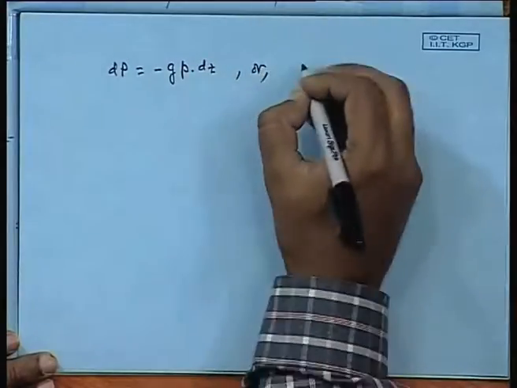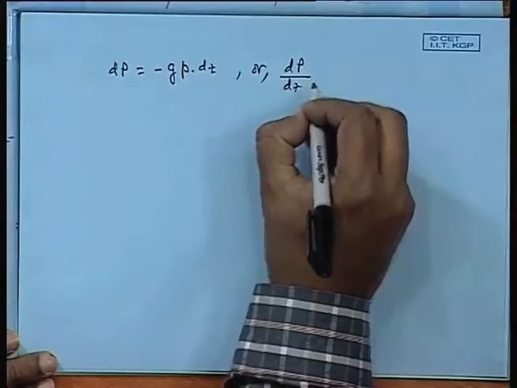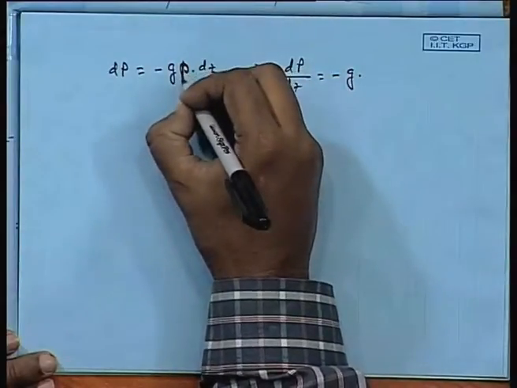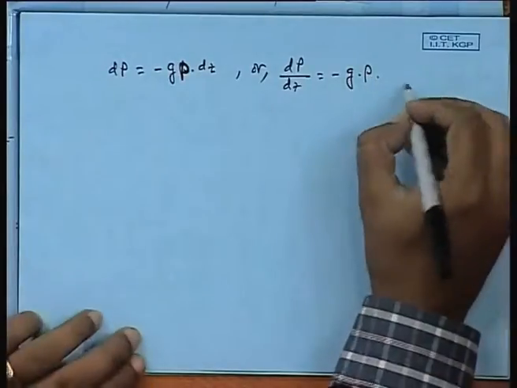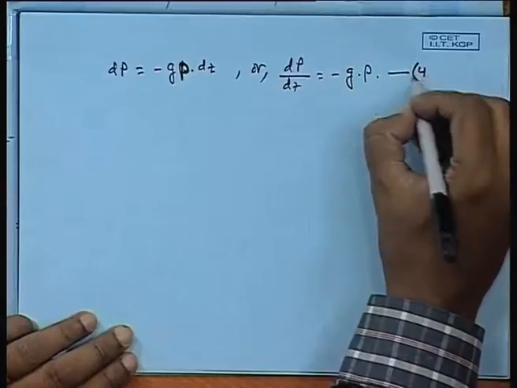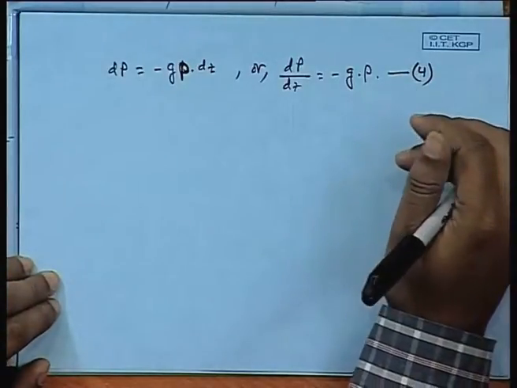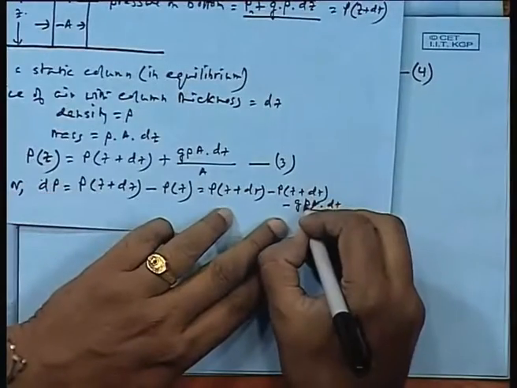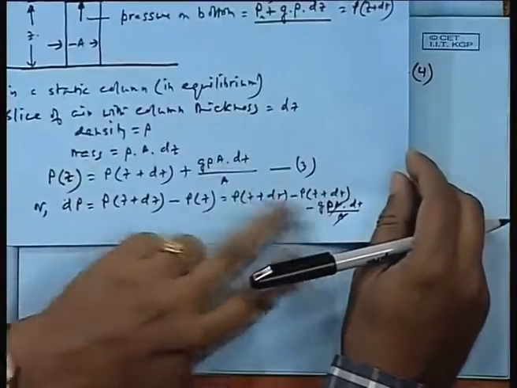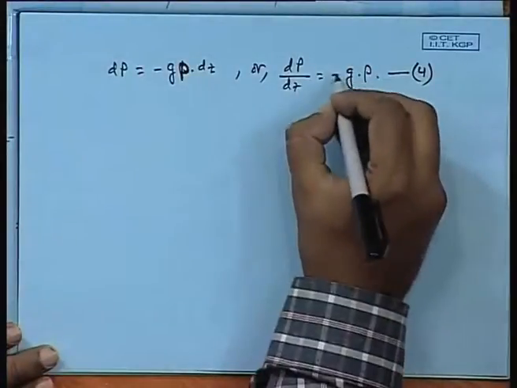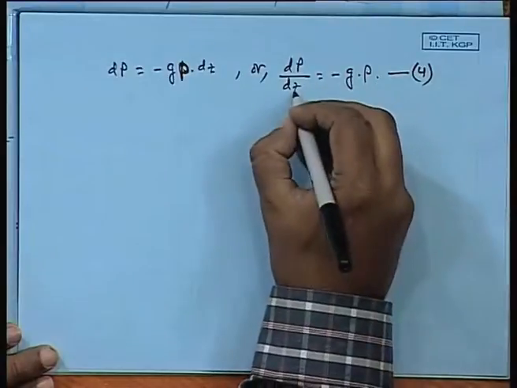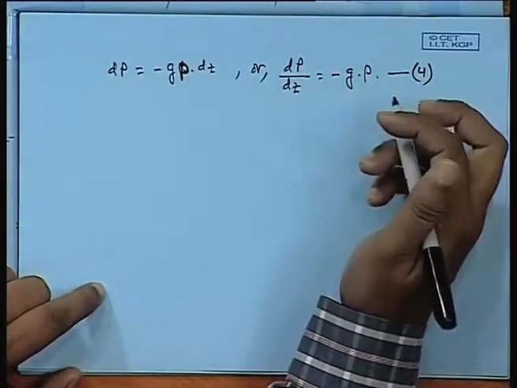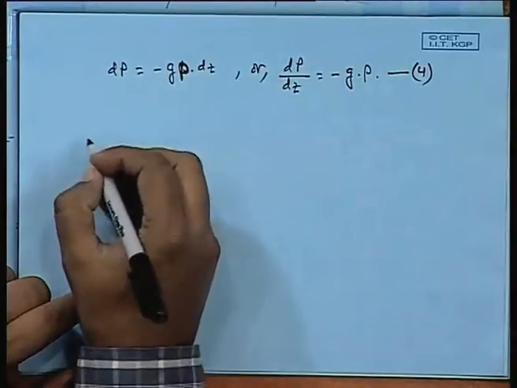Or we can write dP divided by dz is equal to minus G into rho. I wrote it wrongly earlier; it is rho, essentially. The minus is just to indicate that with altitude the pressure would decrease. So these two things can be explained.